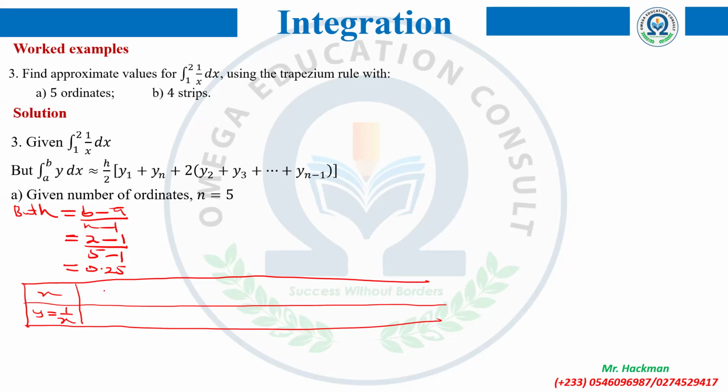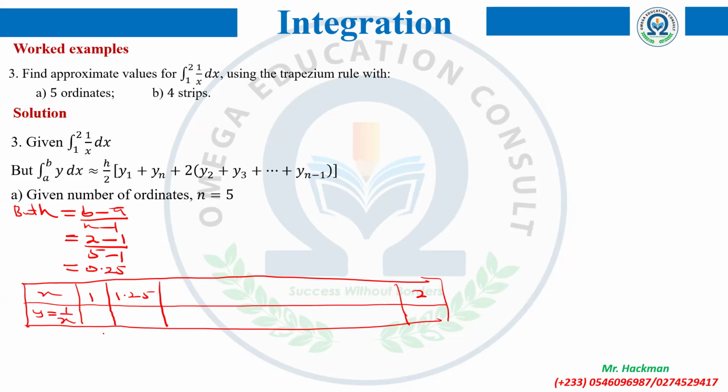Okay, so your x will start from 1, then you keep on adding 0.25. So that will give you 1.25. You keep on adding till you get your last x value, which will be 2. Is my point well made?